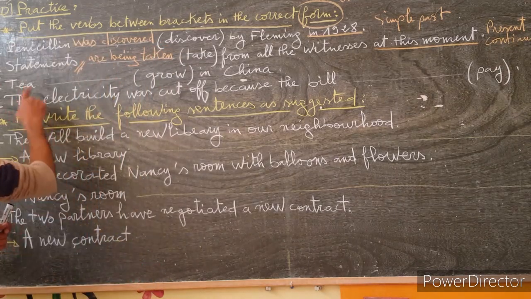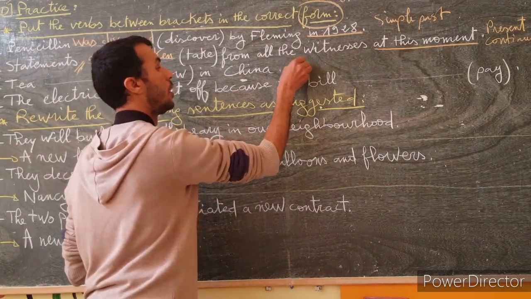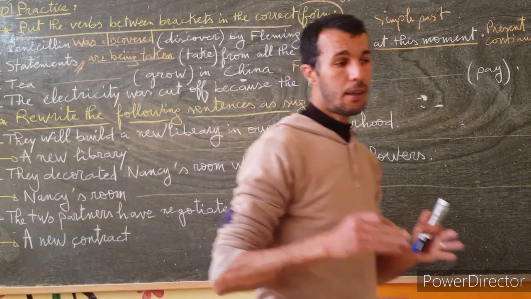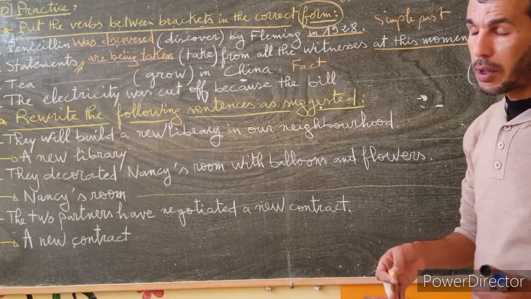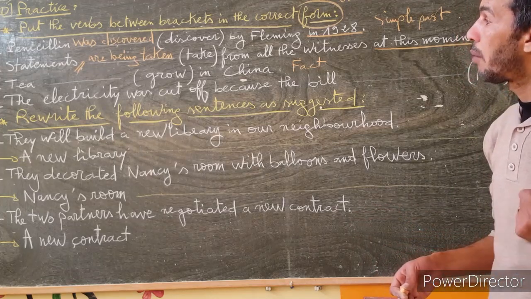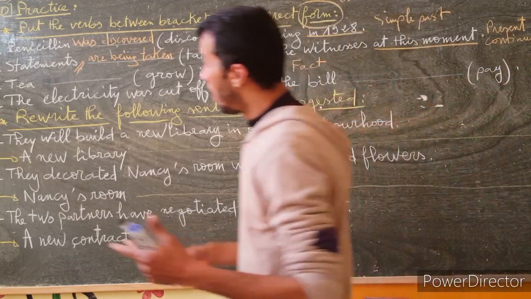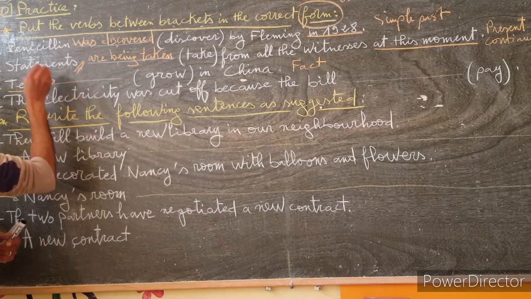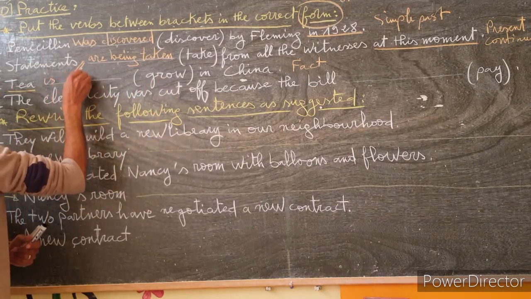Then here we have tea grow in China. What is this? This is fact, general truth. Here we have simple present. So what are we going to write? We should mention the verb be in simple present, which is am, or is, or are. Generally, what goes with tea. So we are going to say is, plus the verb grow in the past participle, grown.